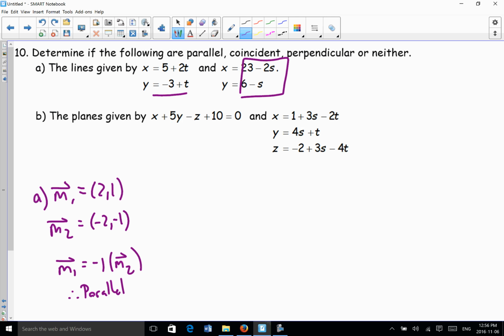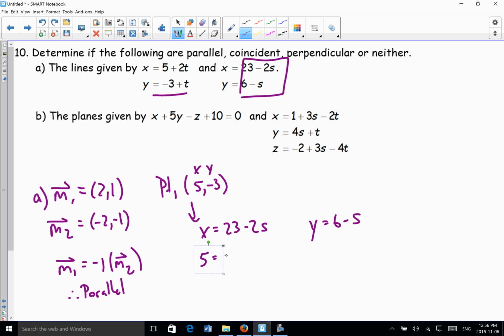The way to check that is to take a point from your first line. So point 1, let's call that, would be the point 5, -3, and see if it actually lies on the second line. I'm going to use the equation x equals 23 minus 2s and y equals 6 minus s, and use my x and my y, and I better get the same parameter. If not, the point does not lie on the line.